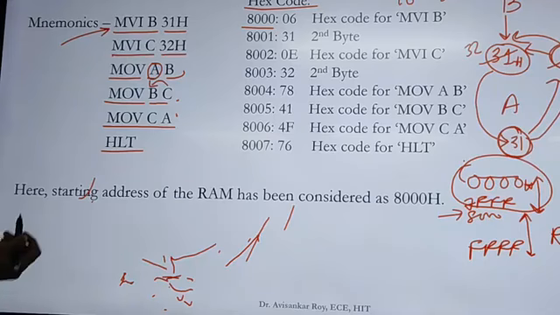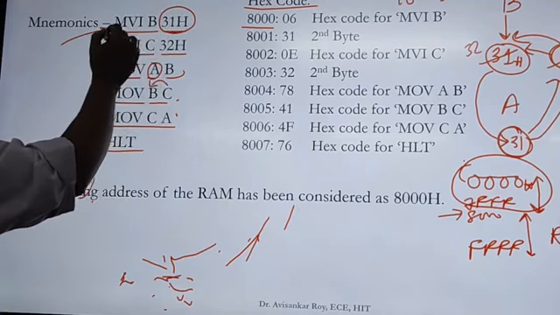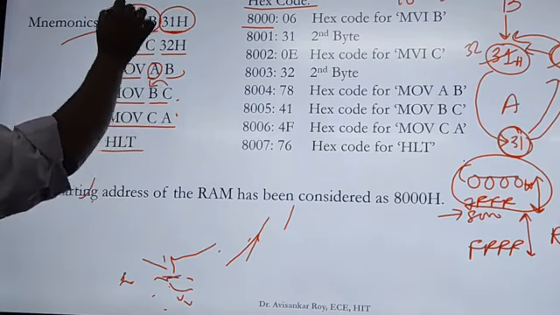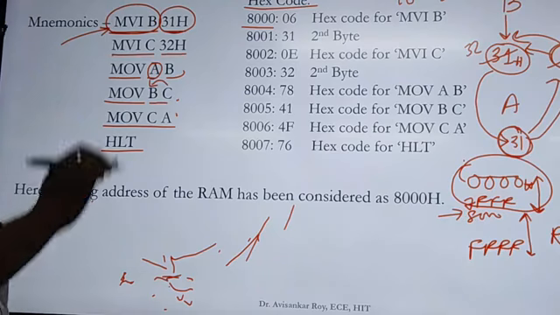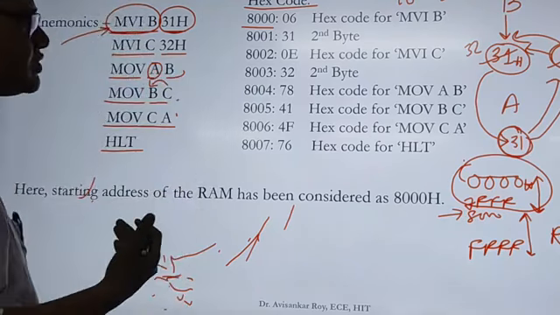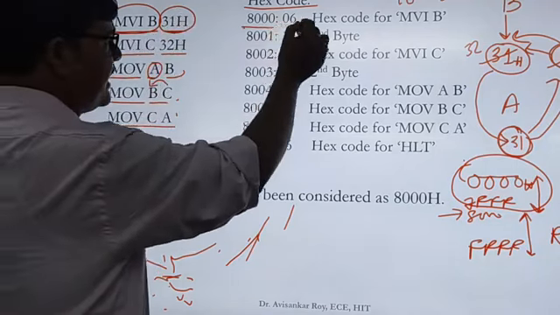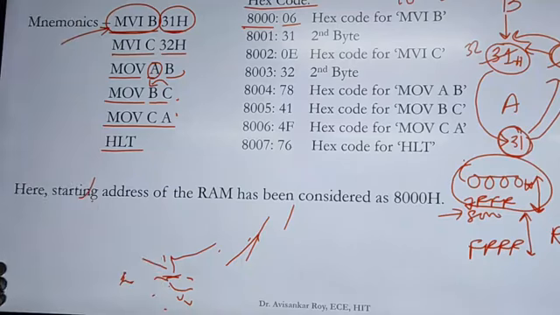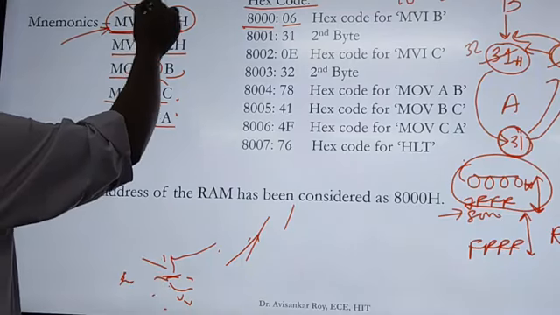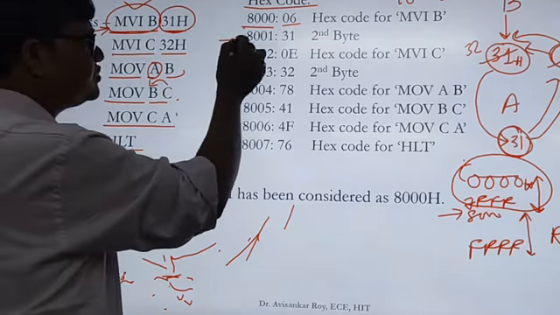So here, what is the data? Only the 31 is the data. So leave that part. For the rest, for MVI B, there is a particular hexadecimal code predefined in this chart. From the chart, we can find the code, and the code is 06. So we can write down 8000 and 06. It is the hex code for MVI B, loaded into memory location 8000. The rest is 31, so in the next memory location we can store the 31.